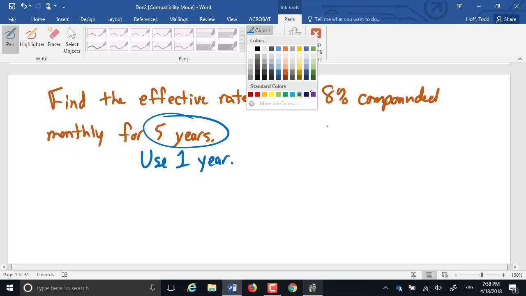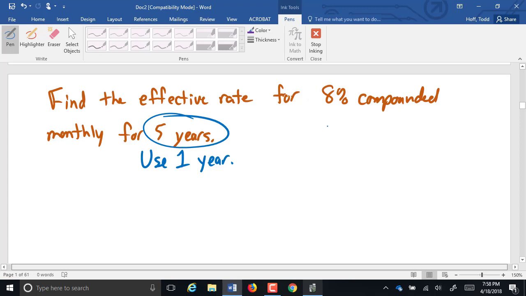There is no principal given here. There's no amount, no dollar value given. Well, guess what? It doesn't matter. We can use whatever dollar amount we want. I usually use $10,000. The reason I use $10,000 is it's a nice round number and it gives us nice round numbers. Let me show you.